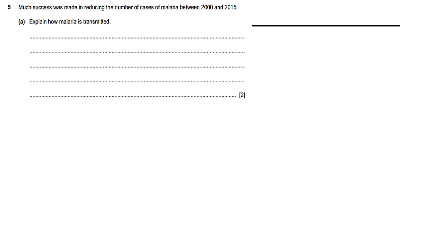Let's look at chapter 5. Much success was made in reducing the number of cases of malaria between 2000 and 2015, so within 15-16 years thereabout. Explain how malaria is transmitted.